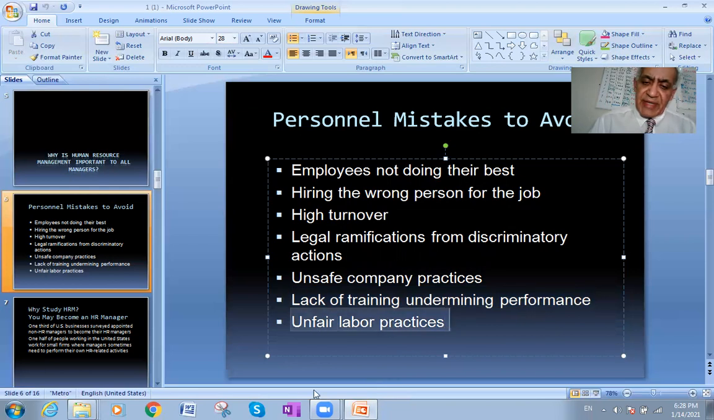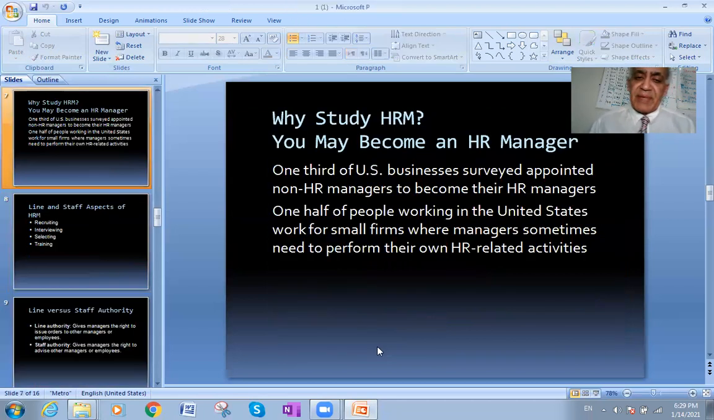Unfair labor practices, like doing things not supposed to be done either in work or out of work, like sexual harassment, all this bullying, all this will make the practices of the labor a big problem, and it will affect the performance negatively. So there are some personal mistakes.